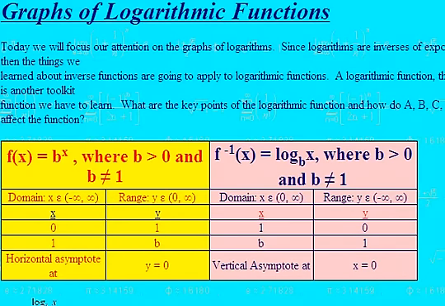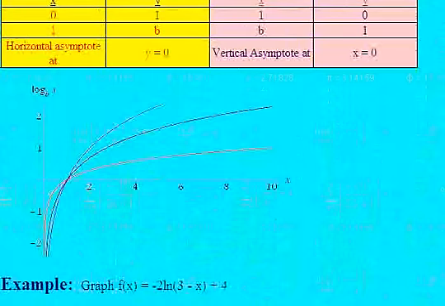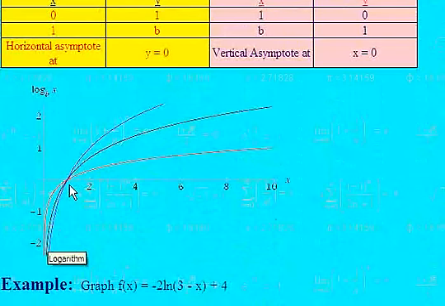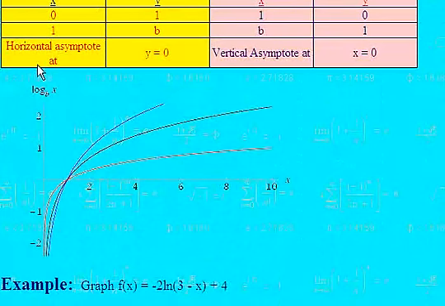The basic log graph looks like this. These are examples of different logs with different bases. Note that they go through the ordered pair (1, 0), and the vertical asymptote is at x equals 0. Later we'll learn how to transform these graphs, but for now this is the basic look of the graph.